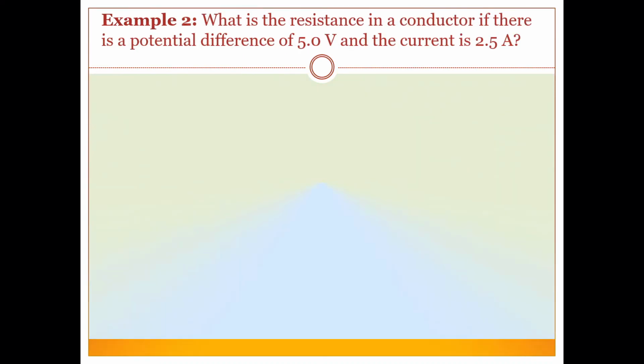All right, next example. Here we're asked what is the resistance in a conductor if there is a potential difference of 5 volts and the current is 2.5 amps. So here's an application of Ohm's Law, so I'll write it out. Again, this is the easiest version of Ohm's Law to remember because it's relatively straightforward, at least for me. You could remember all 3 versions if you really felt like it. We're asked to find the resistance.